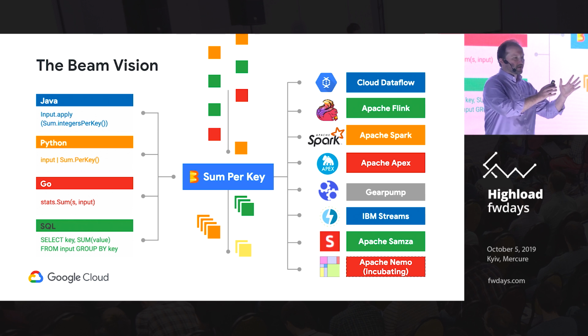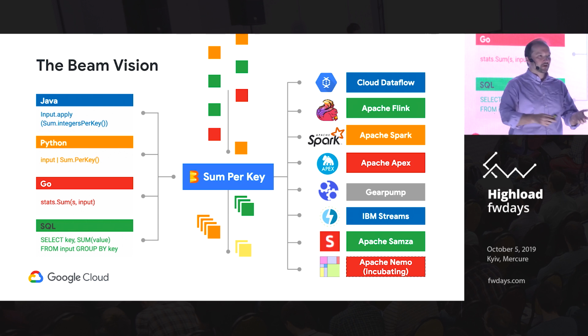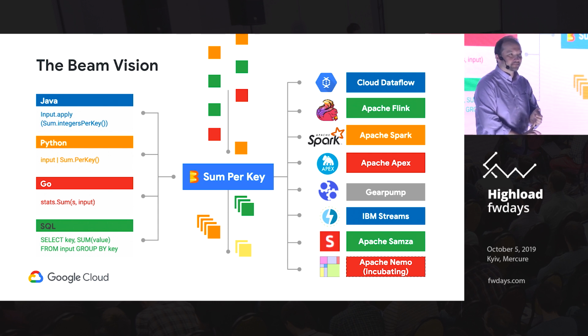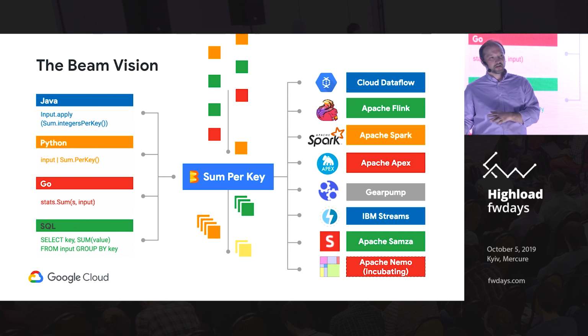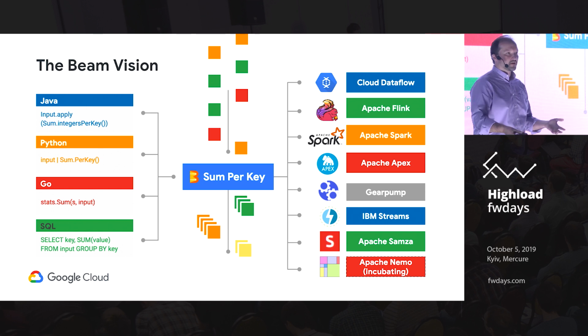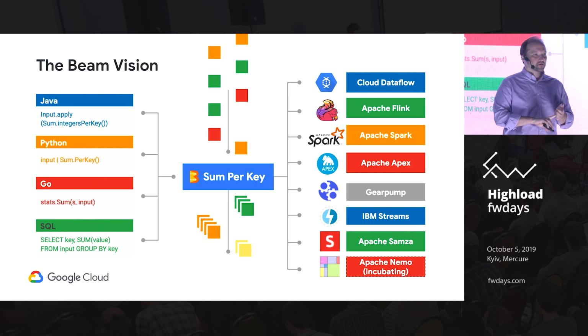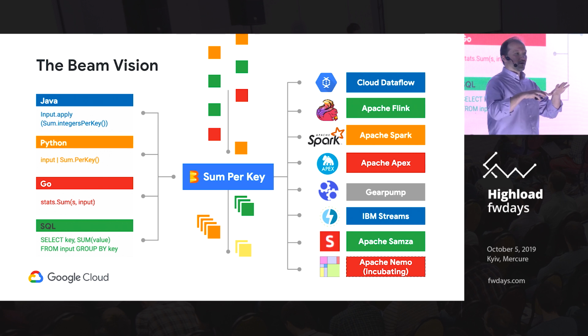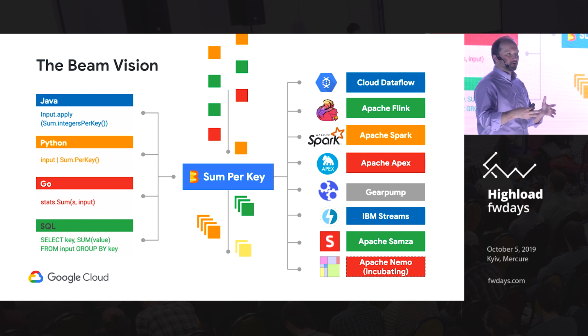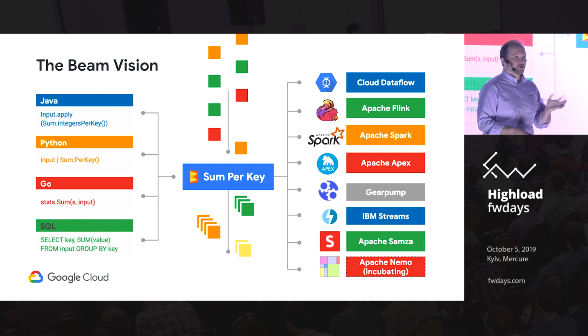Now, once you have this pipeline written, you can go and run it. And where do you run it? Well, you can run it in Google Cloud. That's the first runner. But you can also run it on-premises or on other clouds using existing data processing frameworks such as Flink, Spark, Apex, Gearpump, Streams, Samza, etc. So we have what we call runners for each of these distributed frameworks. And you're able to run the same code on each of these technologies without any change.